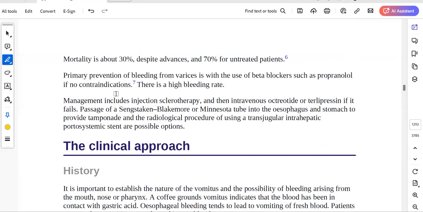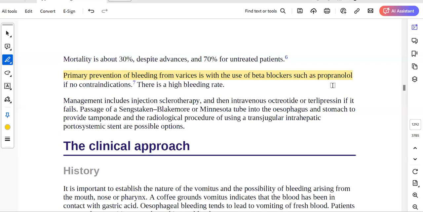That's why in a known patient who has portal hypertension, as a preventative, we put them on a beta blocker like propranolol to make sure that these varices do not bleed. So primary prevention is propranolol. But remember, once the patient starts bleeding, propranolol can't stop the bleeding.